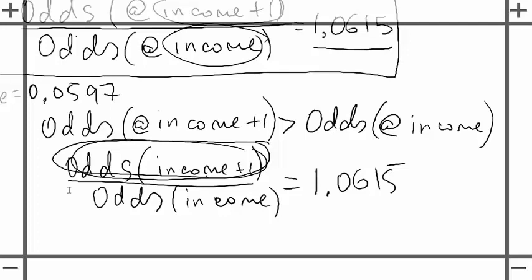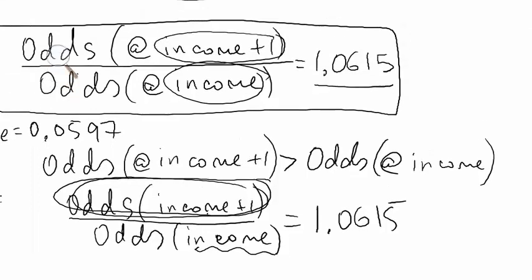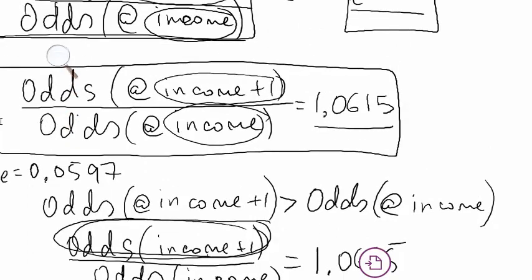The beauty of this situation is that it doesn't matter what income is my base. We don't specify what your old income was. $70,000, $80,000, doesn't matter. It always happens. If I go from 70 to 71, my odds are going up by 6.15%. If I'm going from 95 to 96, exactly the same thing. Make sense? All right. How far up?